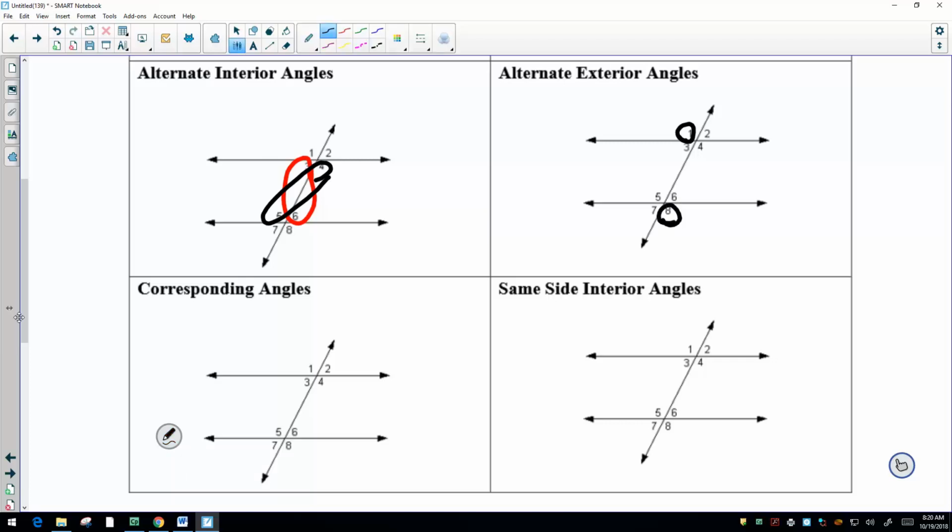I can tell you that those are alternate exteriors. And then I could take a look at angle 2 and angle 7 and same thing. Those are alternate exteriors and they work in pairs.